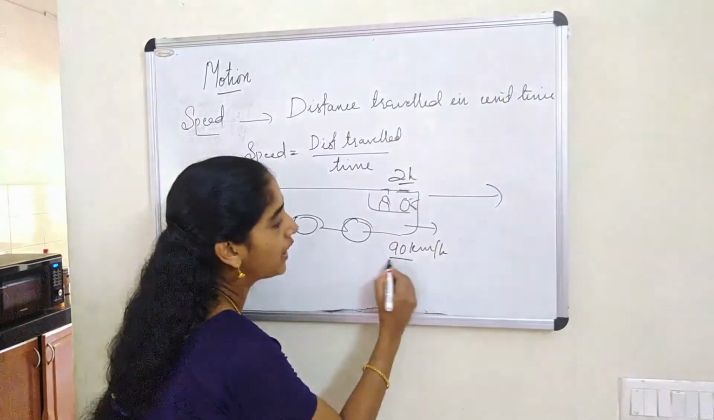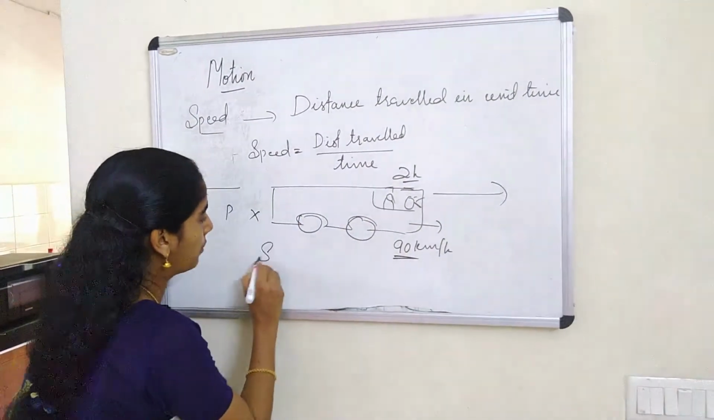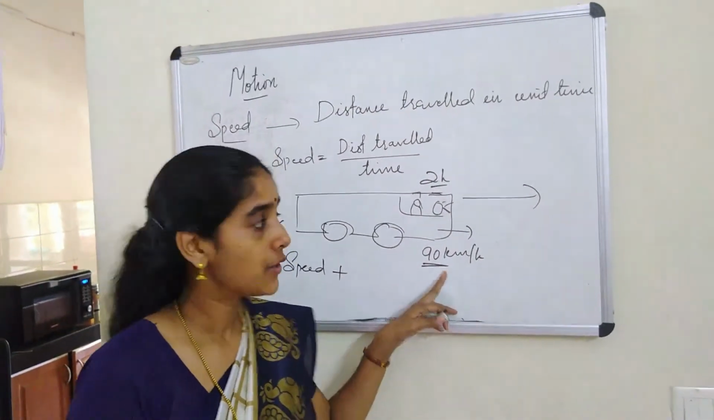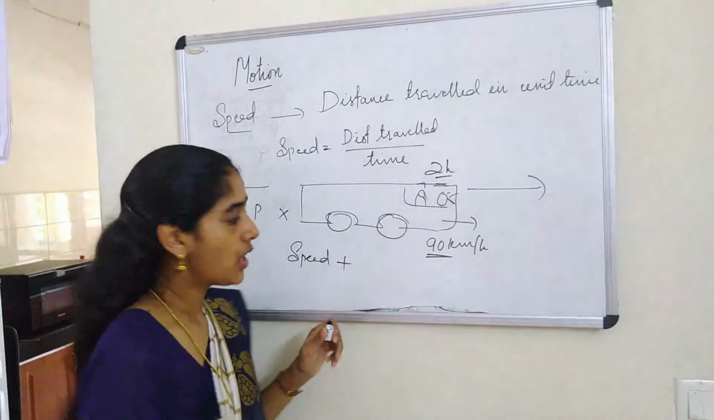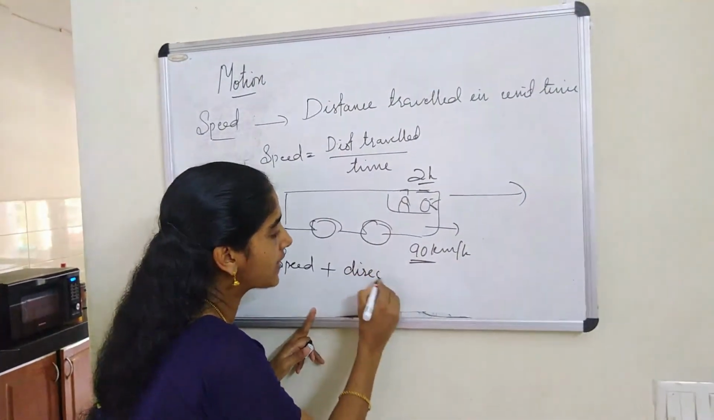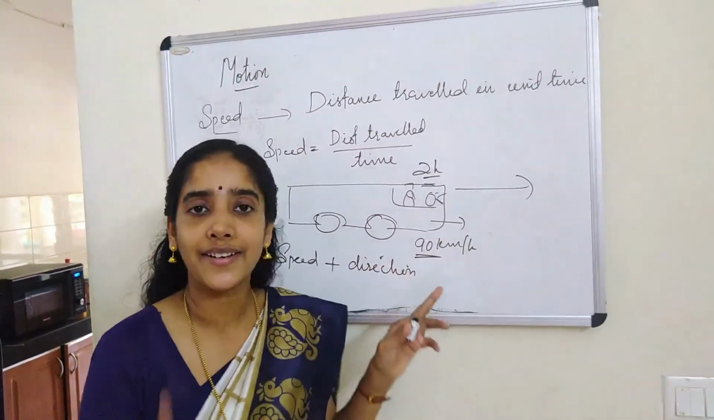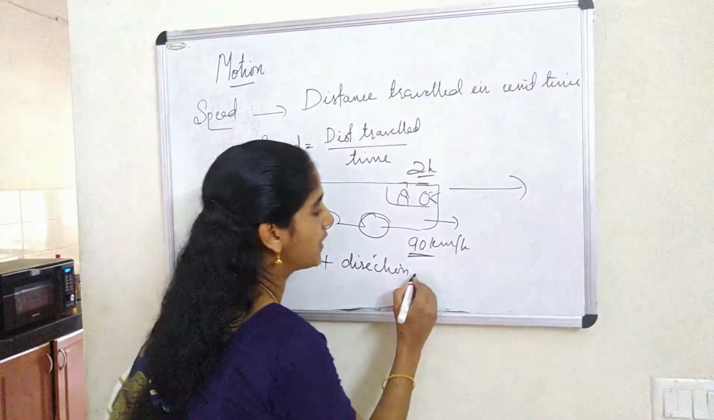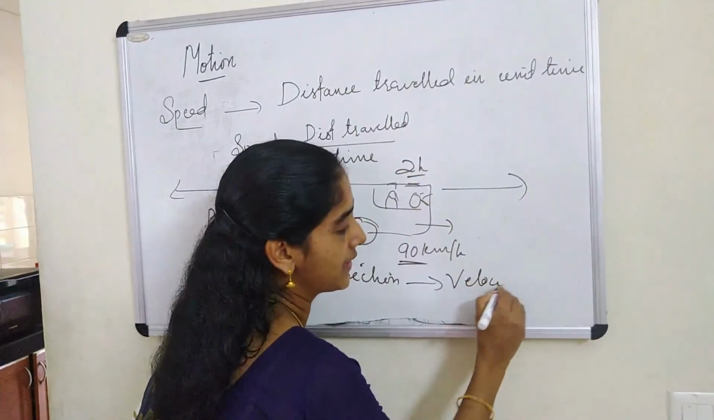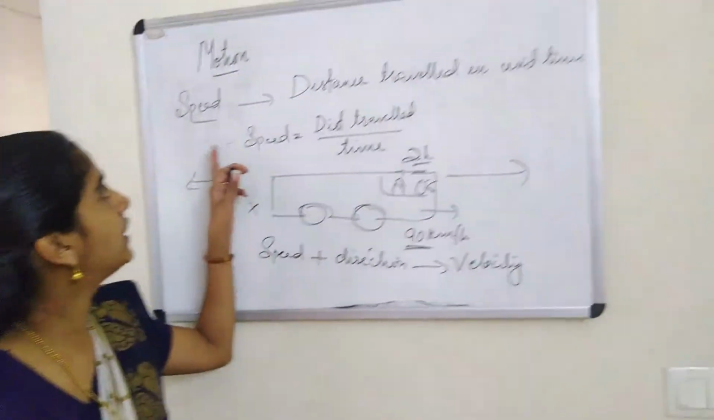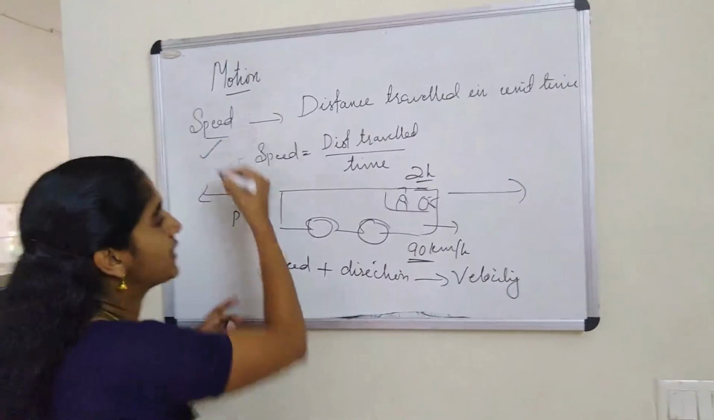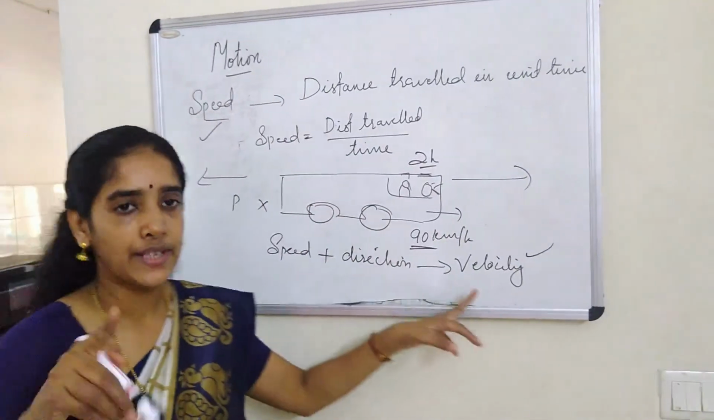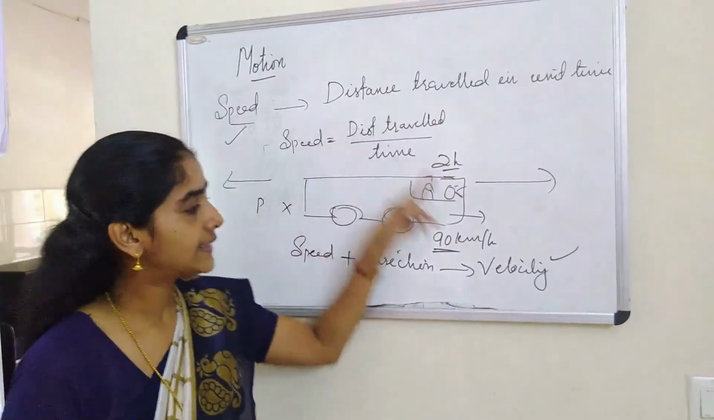So here I told you only about the speed. Now I am telling you the bus started with this speed towards the right. Towards the right, that means what else did I add to this speed? I added direction. When we add direction to speed, then we talk about velocity. So here we have come across two physical quantities: speed and velocity. Both are physical quantities because both we can measure. But one is scalar, the other is vector.